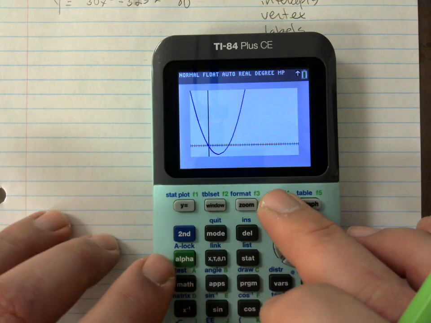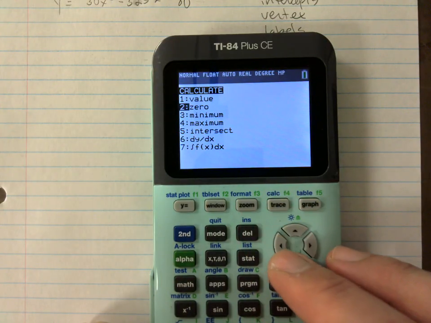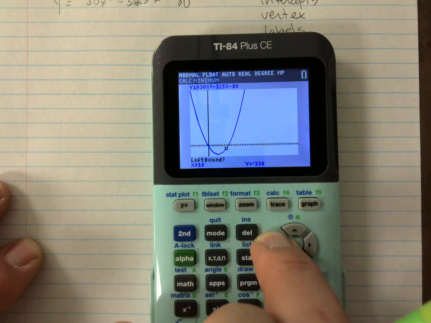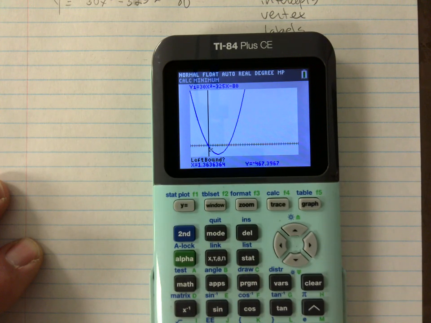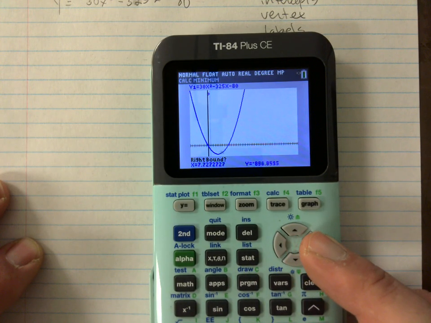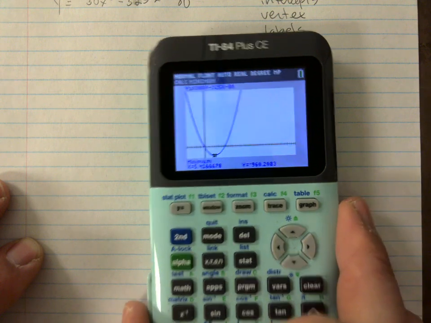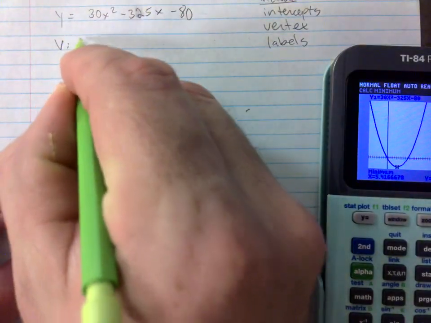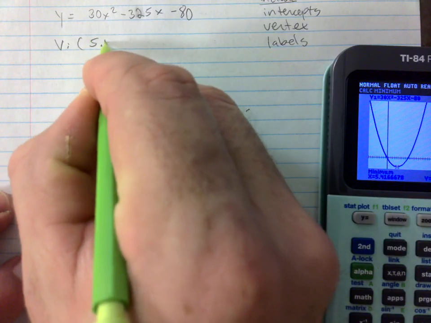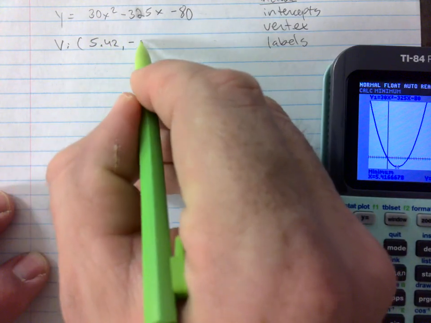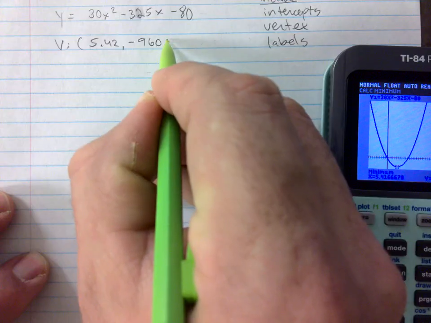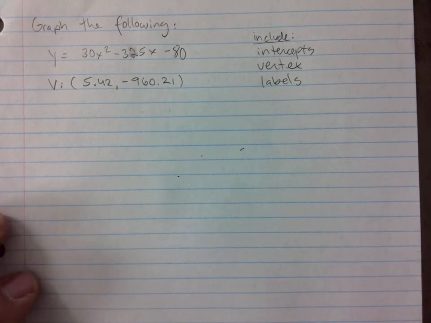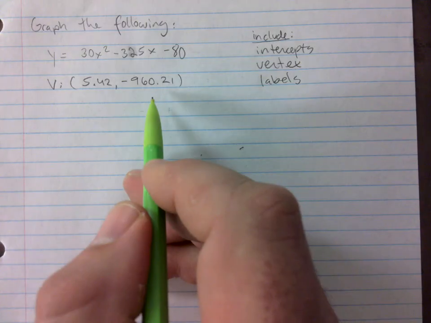So this is second trace, min, right? This is a minimum. So you go to the left of it, enter, to the right of it, enter, enter. So that's 5.42. The vertex is 5.42, negative 960.21. So low, right? That's a crazy low y value, but that's okay. We can deal with that.